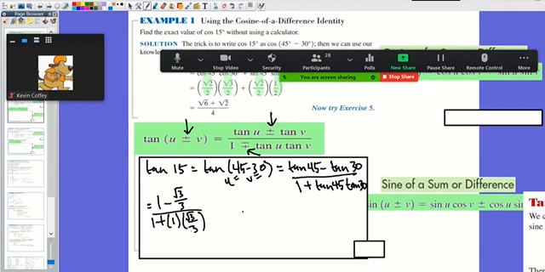Now, believe it or not, that's the only new part. From here on out is just simplification. And unfortunately, the simplification for the sine cosine ones is easy, but the simplification for the tangent ones is, I'm not going to lie, kind of annoying. So this is going to equal 1 minus root 3 over 3 over 1 plus root 3 over 3.